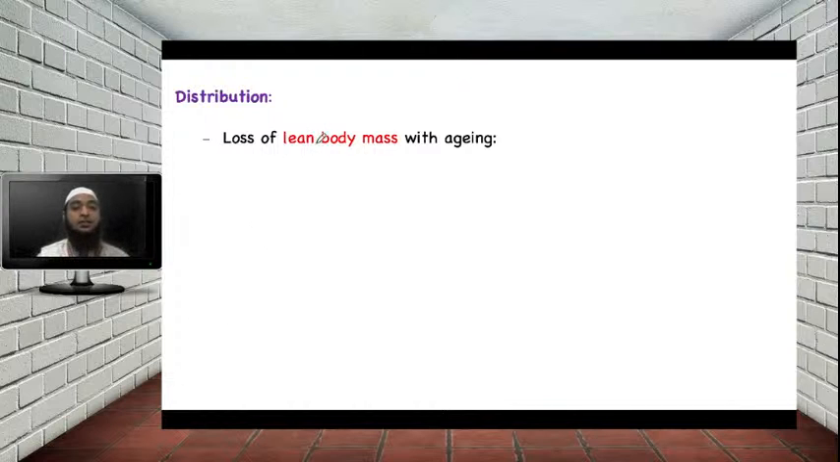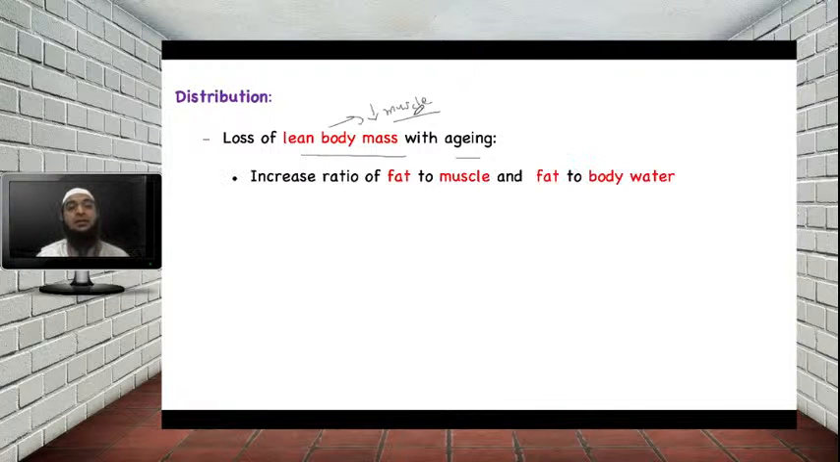So the first change which occurs in the body of the elderly patient is a loss of lean body mass with aging. What is lean body mass? Lean body mass means there is a decrease in the level of body muscles. So the body muscles are decreased in the elderly patient, whereas there is an increase in the amount of fat in the body.